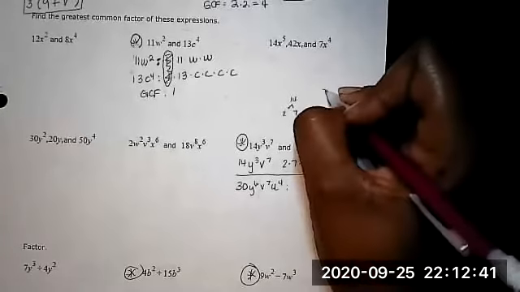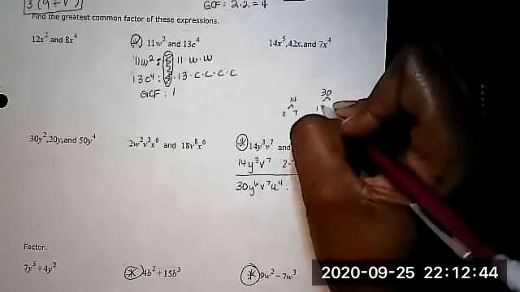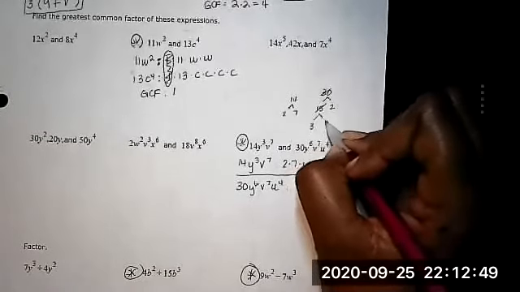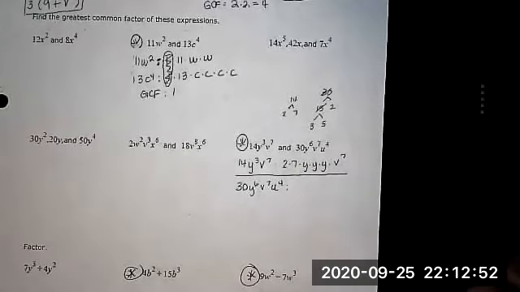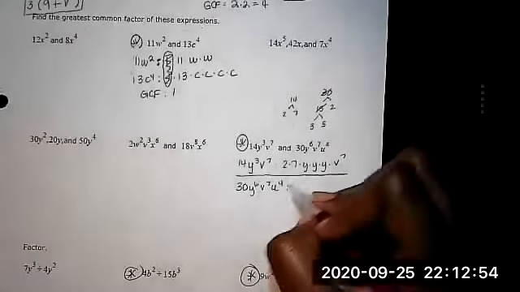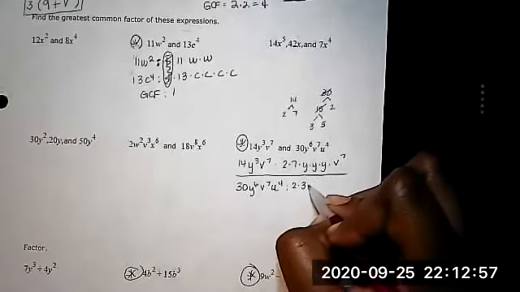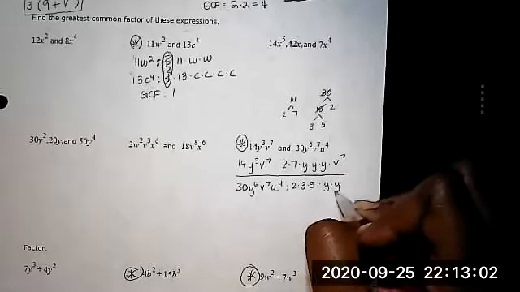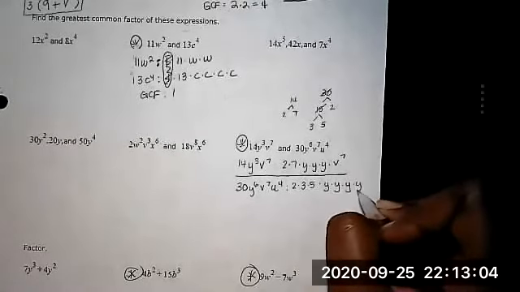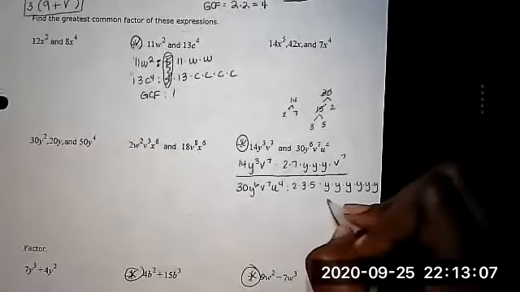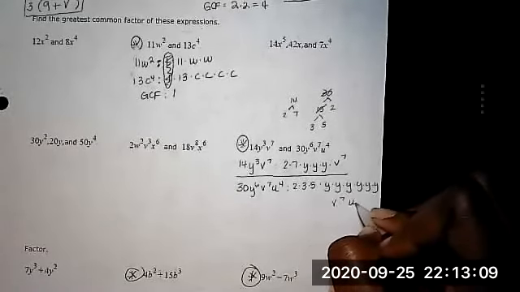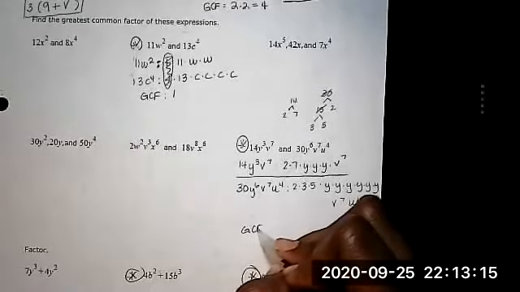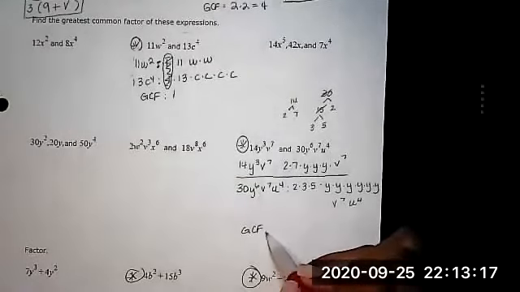30 is 15 and 2. 15 is 3 times 5, and that's it. So you have 2, 3, 5, y, y. You keep going with the y's, and then you know you have v to the 7, and you have u to the 4th. Okay? So what is the greatest common factor there in that particular situation?